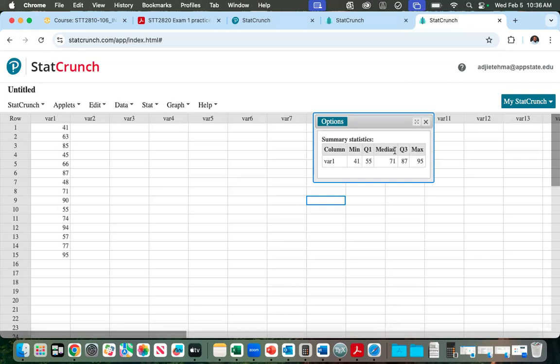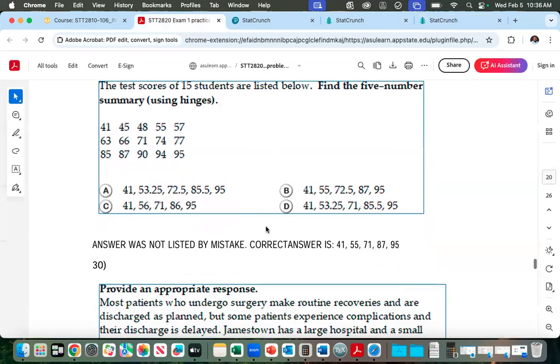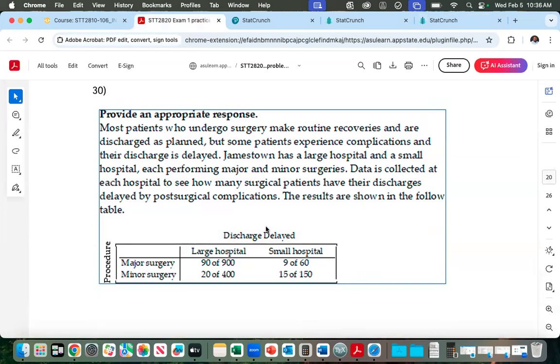Let's get to 30. So I'll give you a minute to be able to read the problem and then we'll proceed from there.